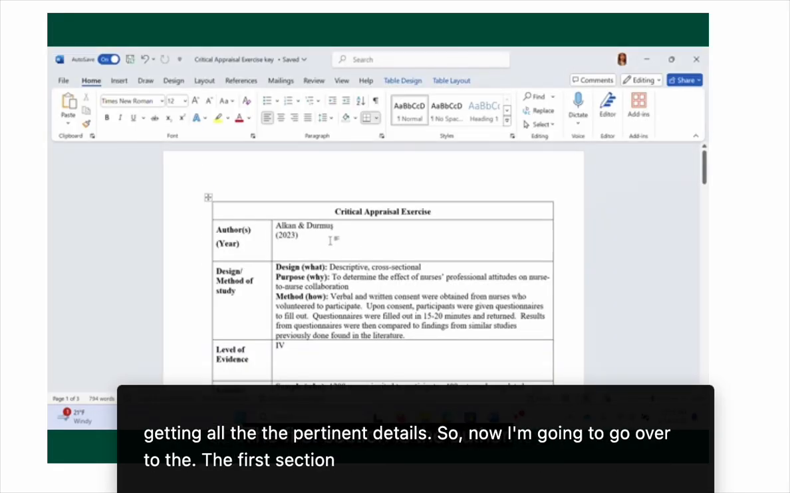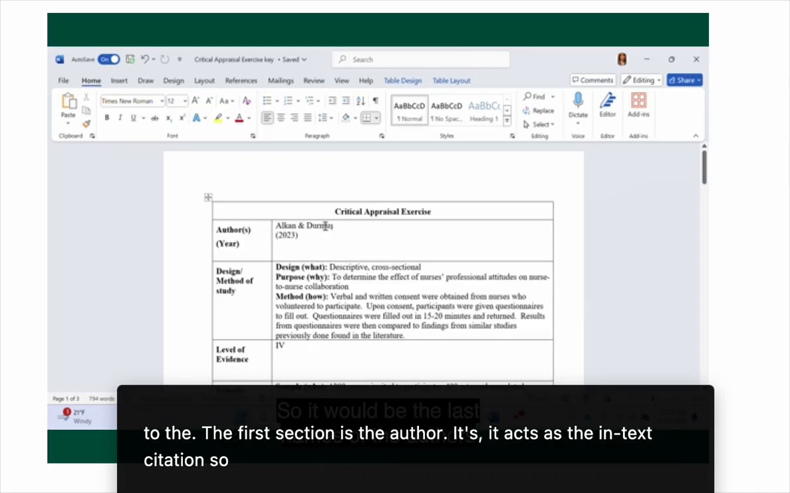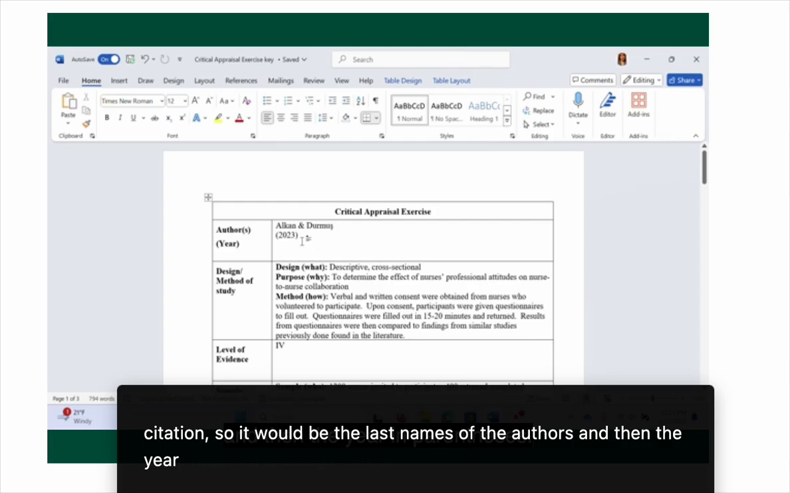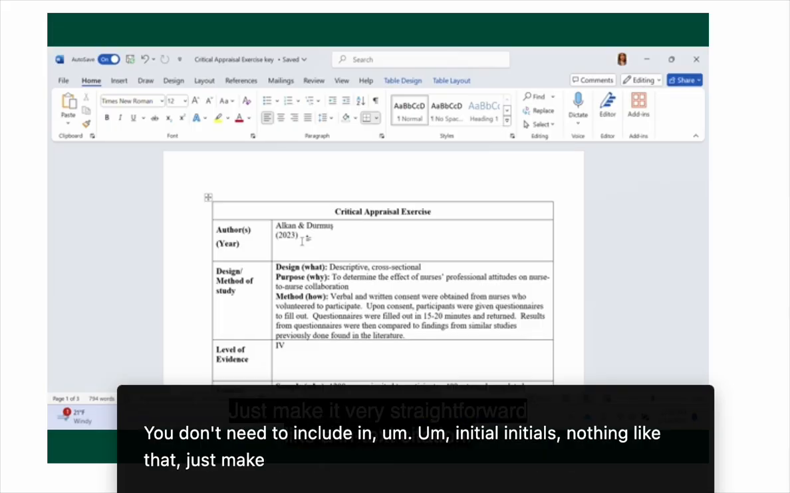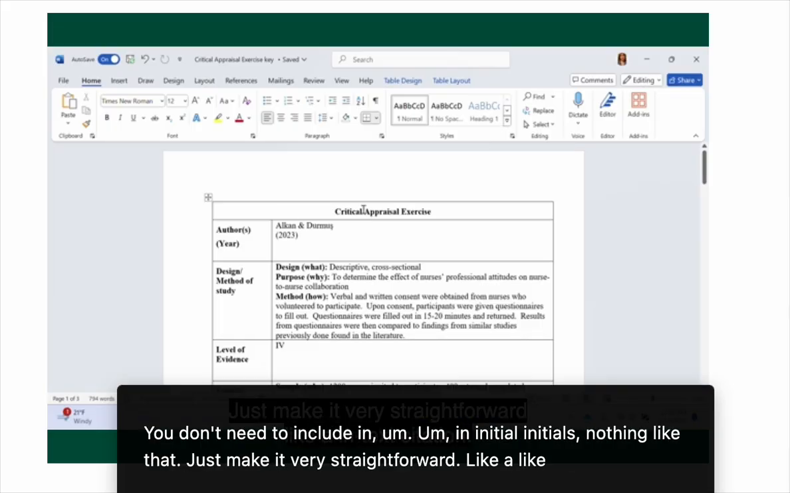So now I'm going to go over to the key. The first section is the author. It acts as the in-text citation. So it would be the last names of the authors and then the year in parentheses. You don't need to include first names. You don't need to include initials. Nothing like that. Just make it very straightforward, like an in-text citation.